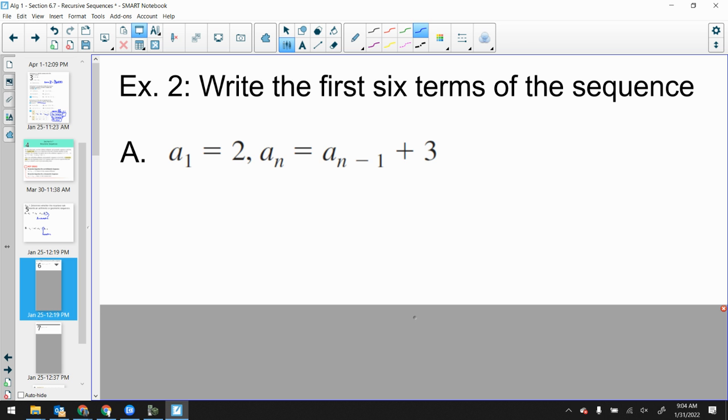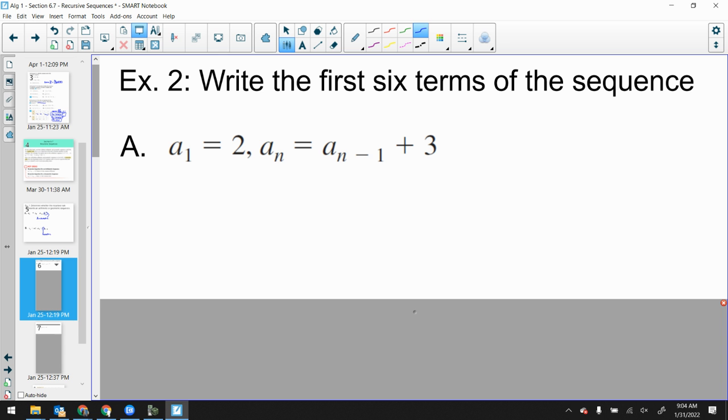We're going to write the first 6 terms of these sequences. Now, I have seen problems like example 2 and example 3 come up on the end of course test. That's why we're starting to teach it now. We thought it was just going to be on for a couple years and go away. No, they're not going away.